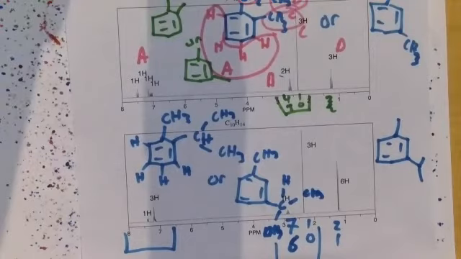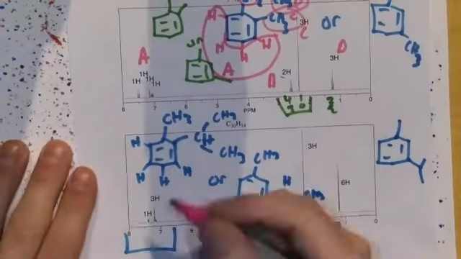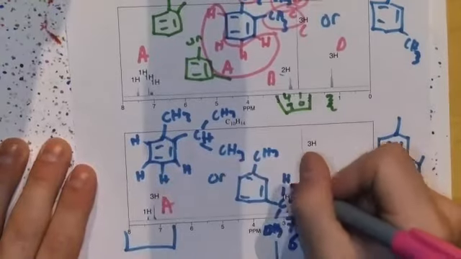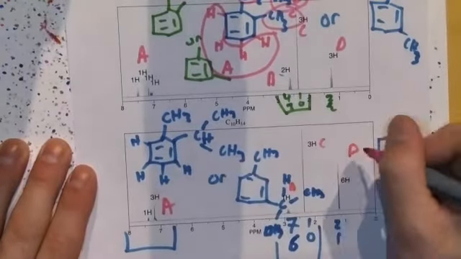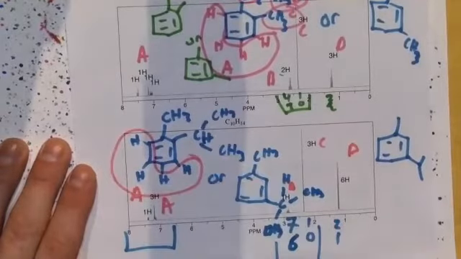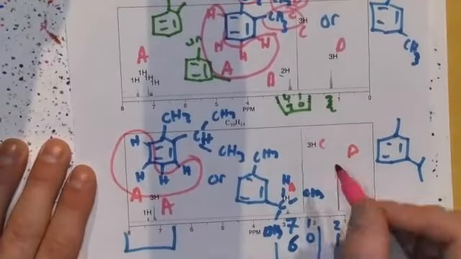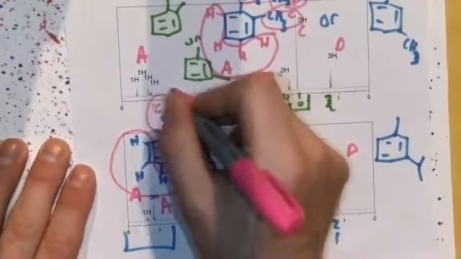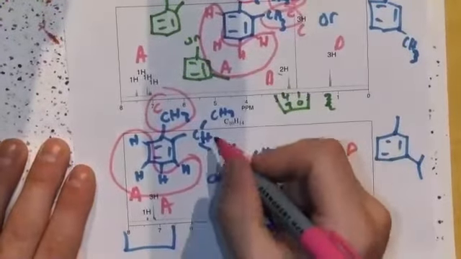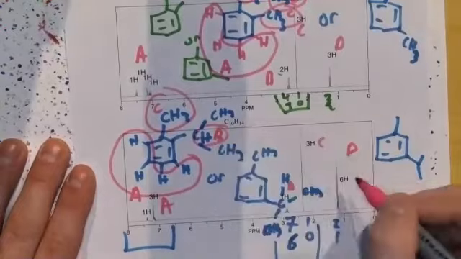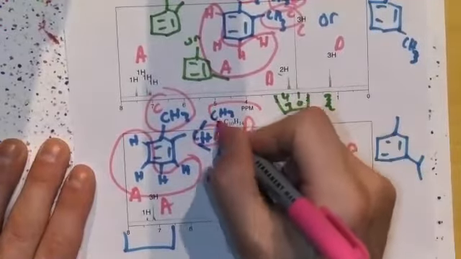So putting our labeling on here, this is A, B, C, D. A is all of our aromatic ones. C is just going to be the CH3 that's attached to the ring. B is our CH. And D is our 2 symmetrical CH3s.